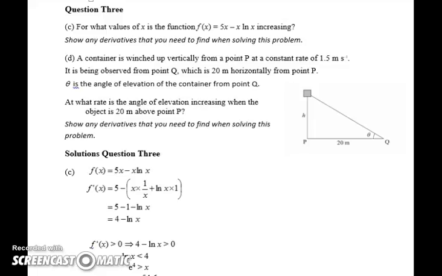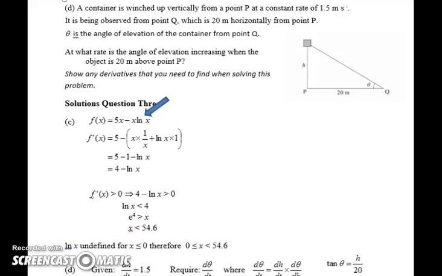Question 3c. A function's increasing when the gradient is positive, and so I'm going to differentiate and find where the value of f dash x is greater than 0. And when I differentiate fx, notice that this bit on the right hand side is a product rule. So differentiate write down the first, differentiate the second, plus write down the second, differentiate the first. So after differentiating, multiplying, collecting like terms, I should end up with a gradient equation of 4 minus log x. Now this is the piece that I want to be greater than 0.